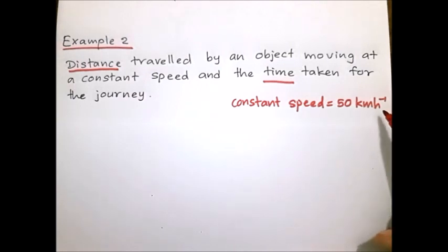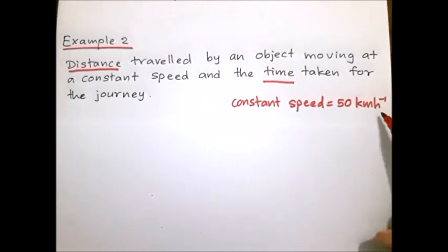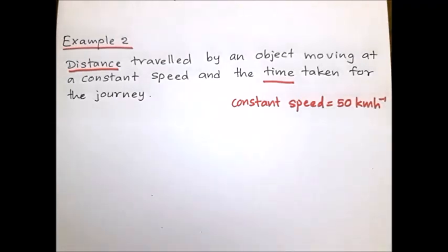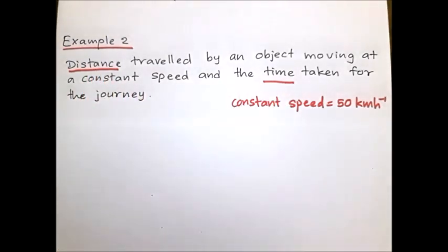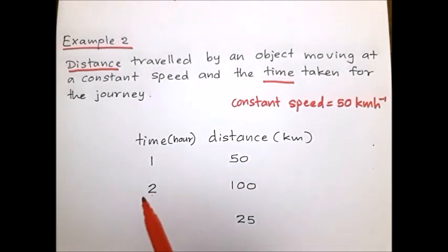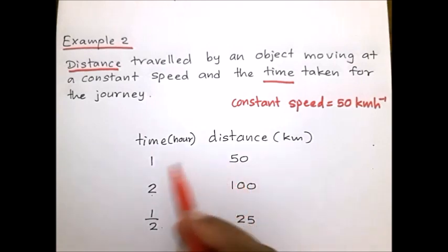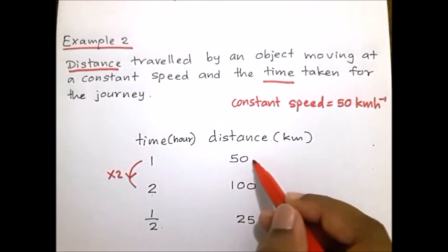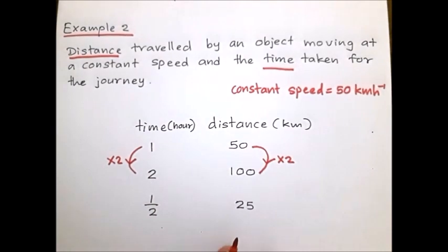Within 2 hours, how many kilometers does it travel? Within 2 hours, it travels 100 kilometers. Within 3 hours, multiply this by 3. Within 3 hours, it travels 150 kilometers. Here the two quantities are distance and time. Now look here. If time is 1 hour, it travels 50 kilometers. Here time becomes 2 times, and distance also becomes 2 times. 50 multiplied by 2, 100.